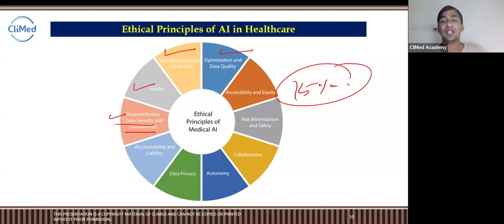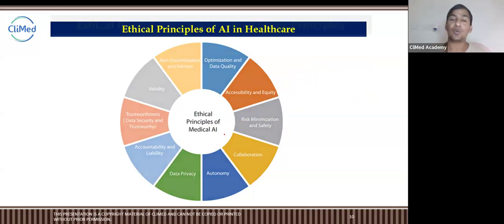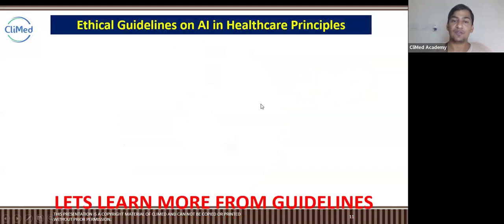Then accessibility to everyone, risk minimization and safety, collaborations, autonomy, data privacy, accountability. We'll read these one by one in the guidelines. These things are very, very important, so I'll tell you some things there.